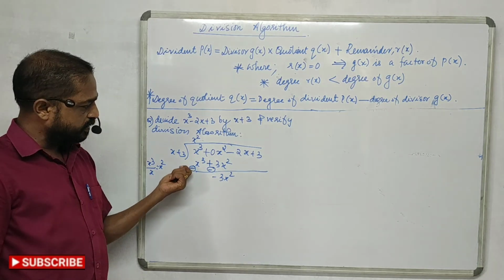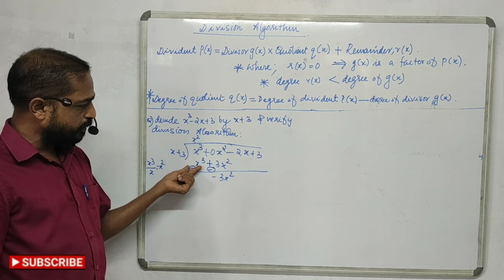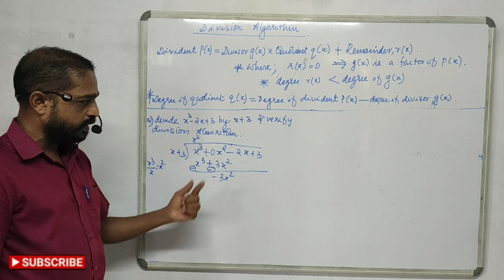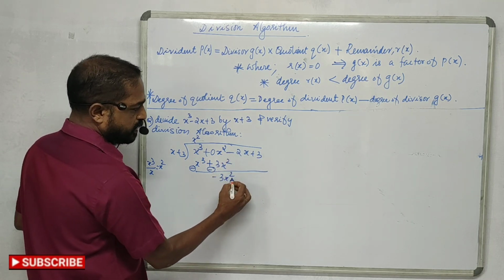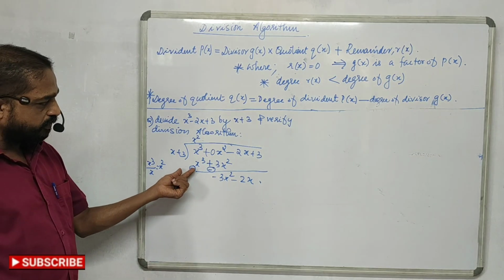Which are these two signs are to be considered, which are assigned later. So x cube minus x cube is 0. 0x square minus 3x square, that is minus 3x square. Next term is minus 2x, you will have to write as it is. Again repeat the previous procedure.